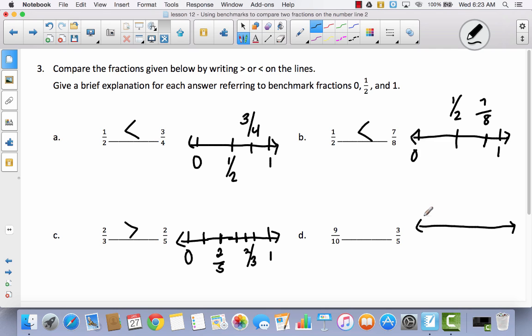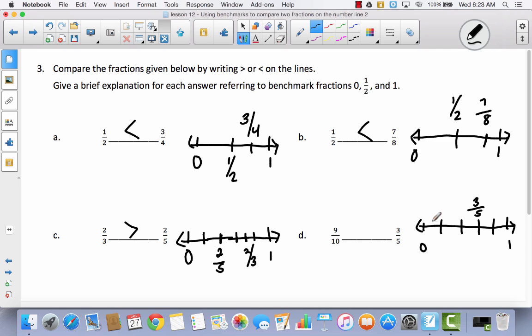All right, so I've got 0 and I've got 1. So the first thing I'm going to do is divide this into fifths. So I've got 1, 2, 3, 4 parts. 1, 2, 3, 4, 5 parts, 4 lines. So fifths, this would be 1, 2, 3/5.